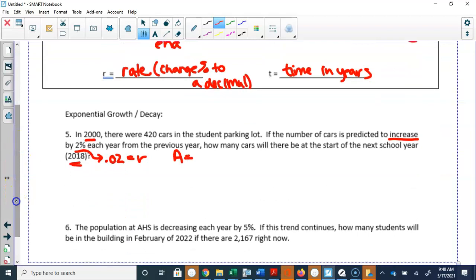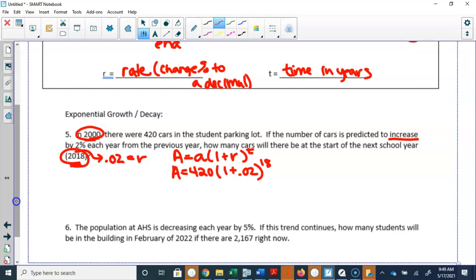Let's write that formula down again. A is our ending amount. That's what we're trying to figure out. Our lowercase a is our starting amount, and that's 420 cars, times 1 plus 0.02 to the t power. Now what is our t going to be equal to? Well, our start is at 2000, our end is at 2018, so that's a total of 18 years.